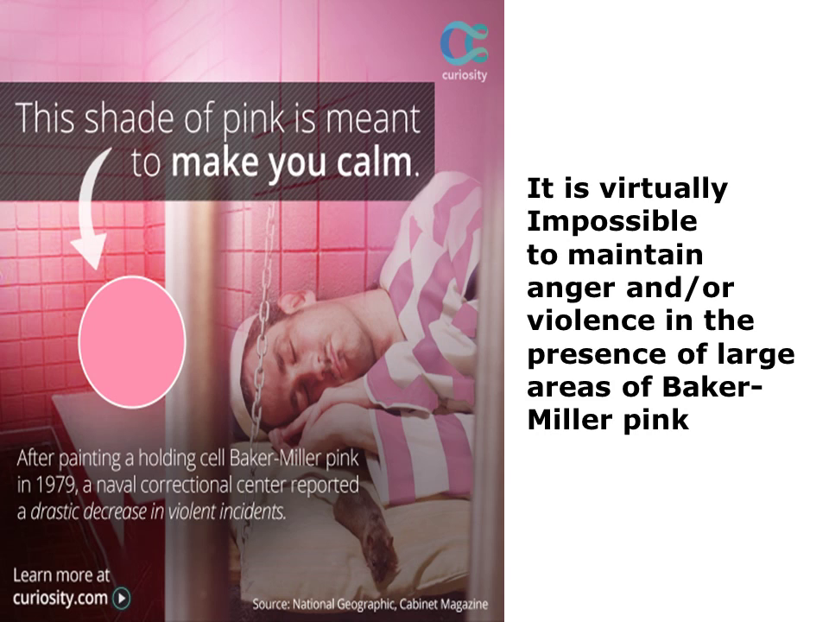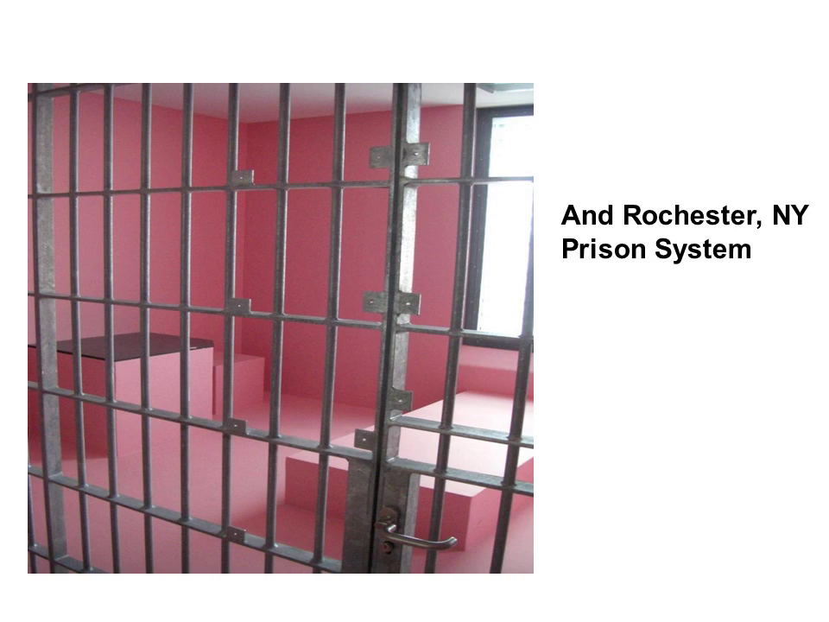The actual color that has been selected over the years and determined to be the best is called Baker Miller pink. And here we have a picture of an inmate, and he's dressed in a pink and white striped garb, and he's in a pink room, and he has pink tile on the wall, and he's sleeping nicely. He cannot stay violent in the presence of Baker Miller pink. Here we have a picture of a cell in the Rochester, New York prison. I'm not sure which one, but there's the prison, and everything in there is painted pink.